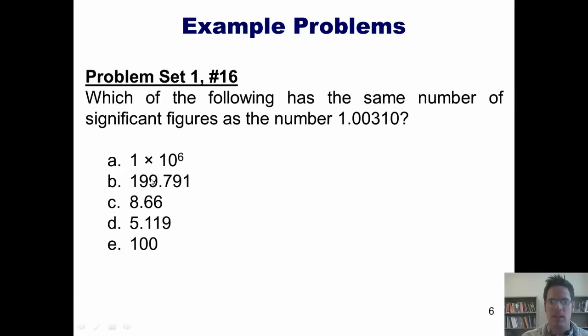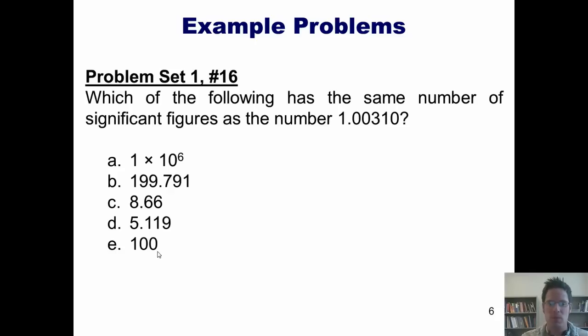How many significant figures do each of these numbers have? Option A only has 1. Option B has 6. Option C has 3. Option D has 4. And option E, how many does that have? Well, option E only has 1 significant figure.